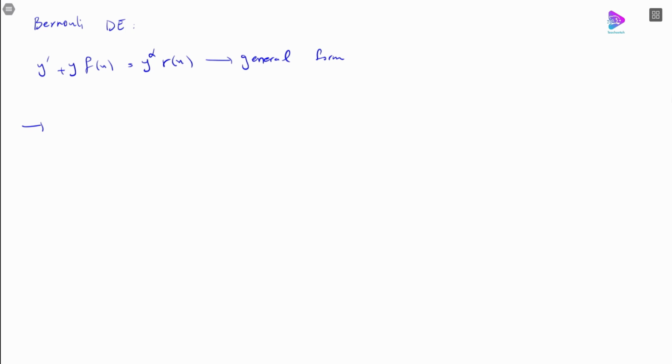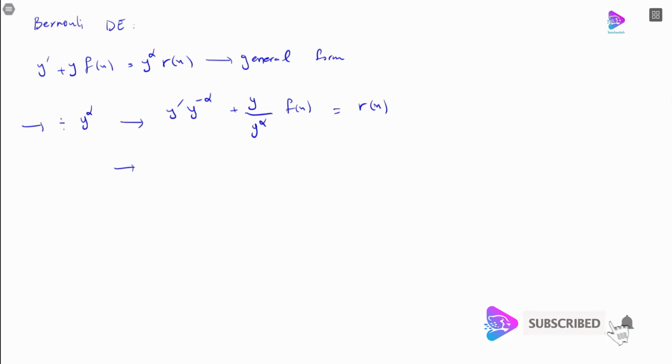To solve them, we will divide the equation by y to the power of α, and from here we would get y' y^(-α) + (y / y^α) f(x) = r(x), which is y' y^(-α) + y^(-α+1) f(x) = r(x).